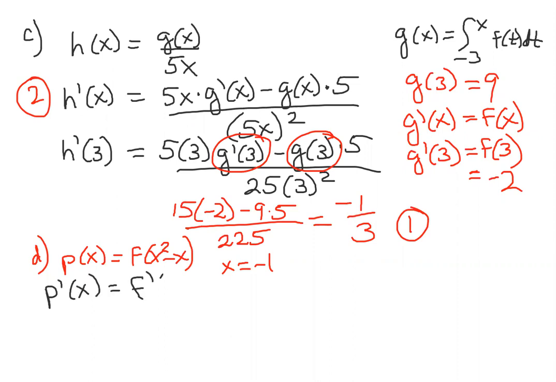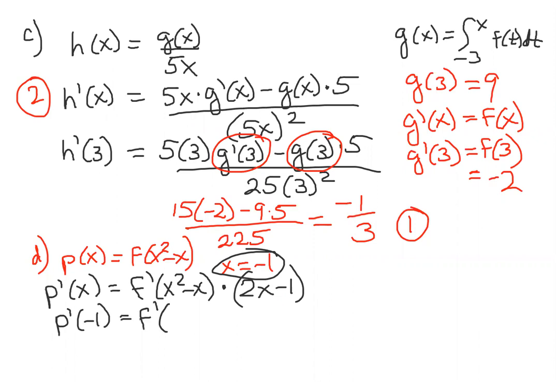That's going to be the derivative of x times the derivative of what's inside, which is 2x minus 1. And then we're going to substitute in -1 for x. That's what it's asking us. So we have to find P prime of -1, which is f prime of 1 minus -1 times, because -1 squared is 1. So 1 minus -1 times 2 times -1 minus 1. So this becomes f prime of 2 times -3.